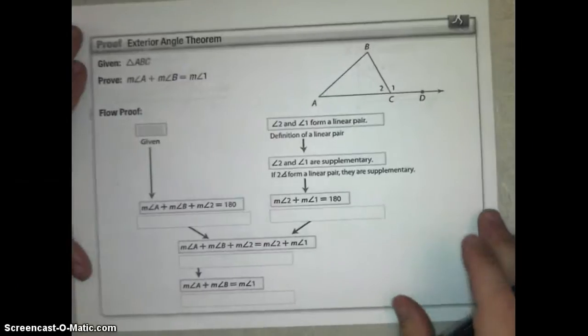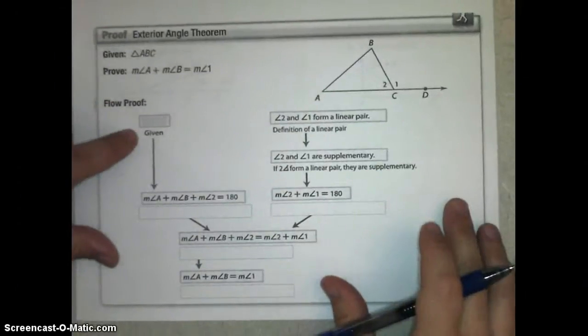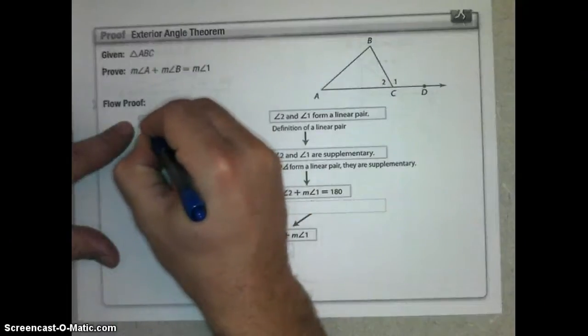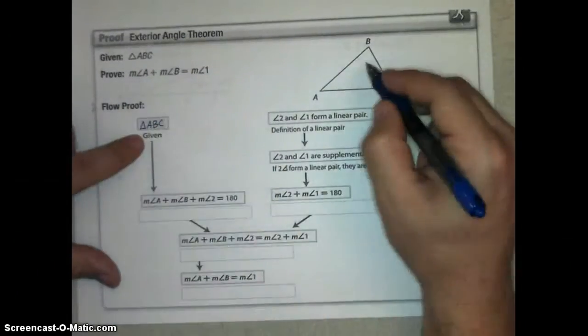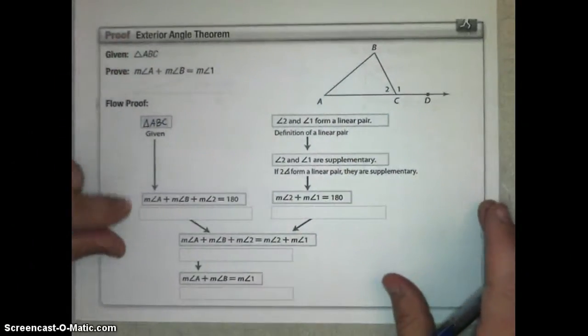Let's take a look at this proof. Now, most of this proof has been done. We're just going to fill in some of the given information. We always want to start with the fact that we are given triangle ABC, and we're going to prove the exterior angle theorem. So we're going to quickly do this proof before we move on to another problem.